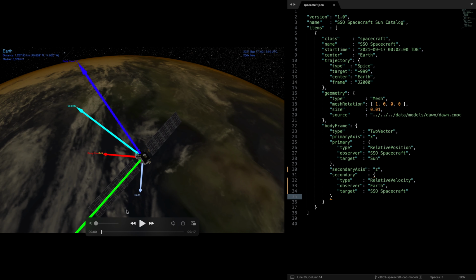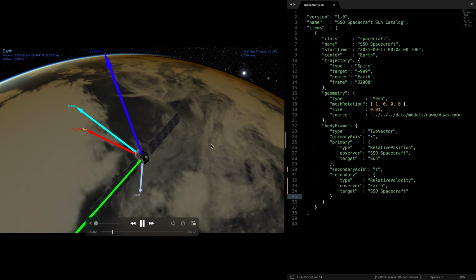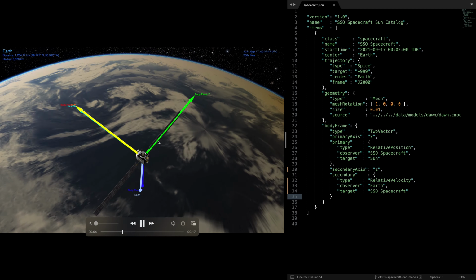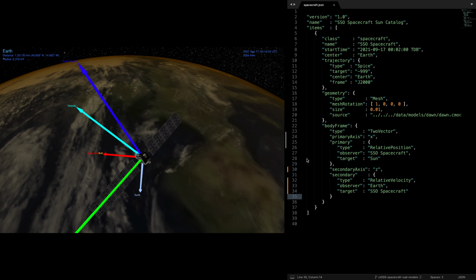So we need to be careful about how we choose these secondary axes when defining reference frames with two vectors, because if we do it incorrectly, the reference frame will do a 180-degree flip about the primary at certain times. Here's an example where we define the primary x to point at the sun and the secondary z to point towards the velocity vector. Since the x-axis is defined as a primary, the spacecraft is allowed to rotate all around that axis in order to minimize the angle between the body's secondary axis and its target.